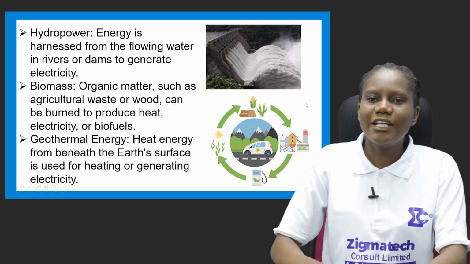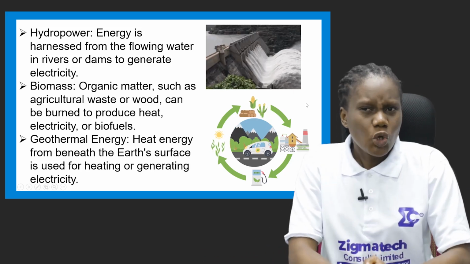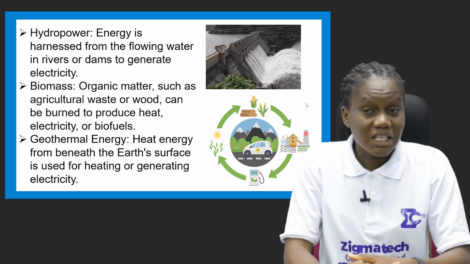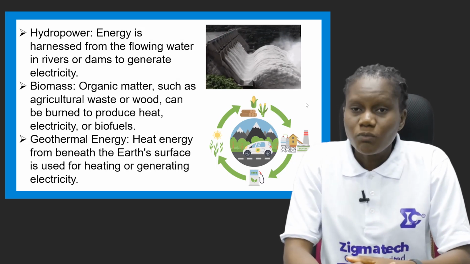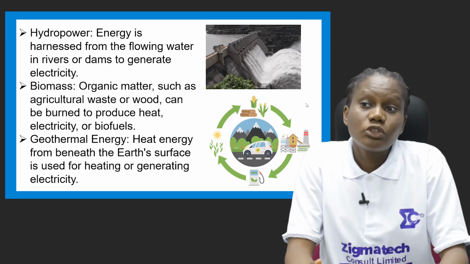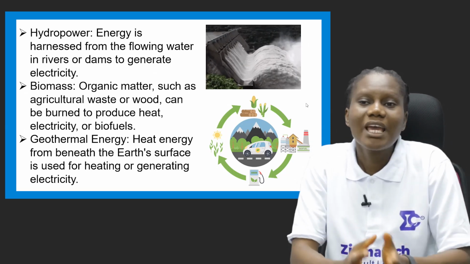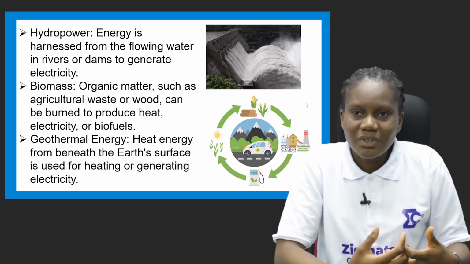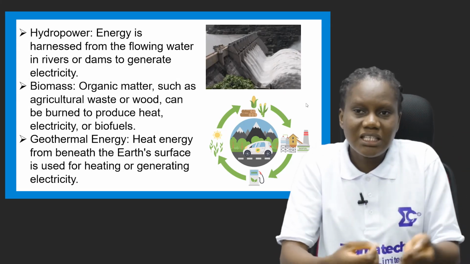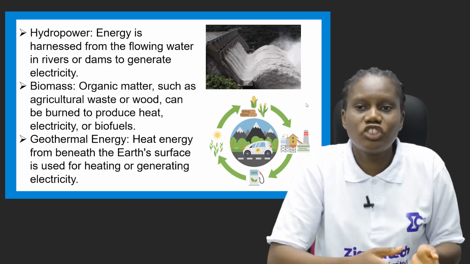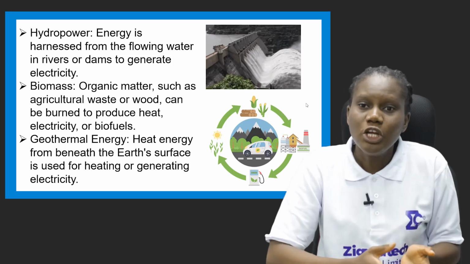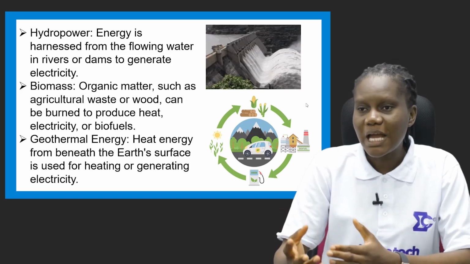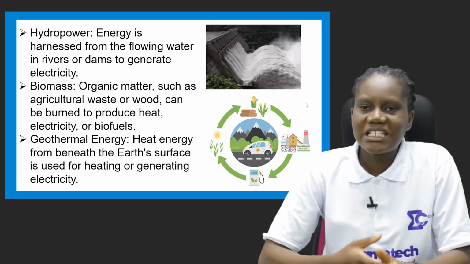Number 3 is hydropower. You'll be surprised that we can use water to generate electricity. In Nigeria especially, we use water to generate our electricity from the dam, the Kainji Dam. So you can harness the energy from water, the water that is flowing either in rivers or dams. In this case in Nigeria, it is the dam. We use the Kainji Dam to generate electricity. And in this picture you can see a dam, which they use to generate electricity.